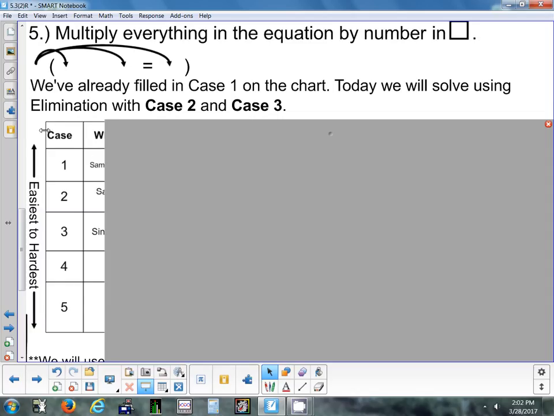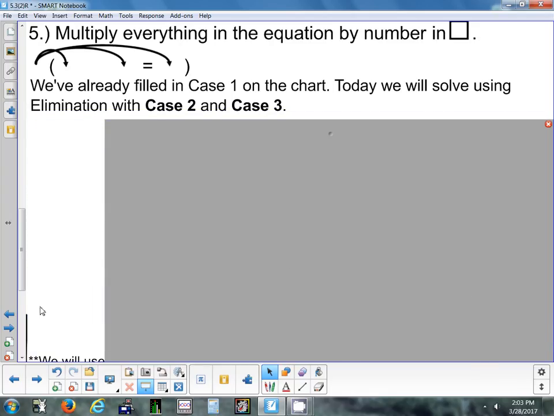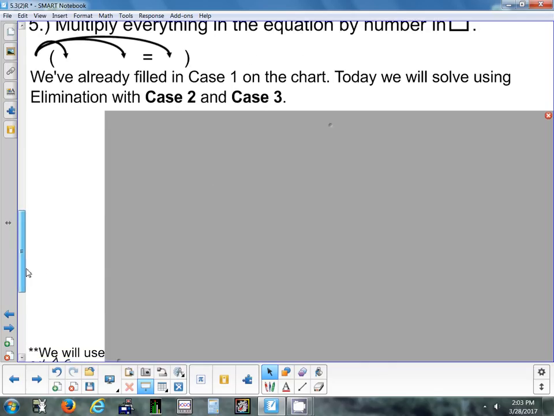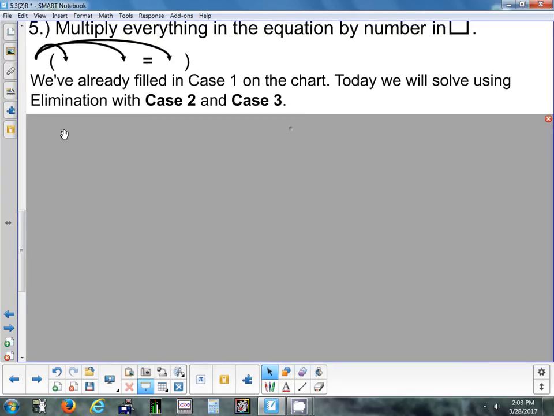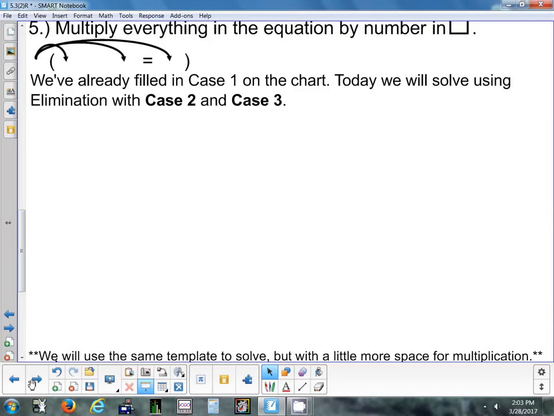On the homework for tonight, the first couple are going to talk about case 2 and case 3. There'll also be a 1 or 2 on there that deals with case 1. So when we go through these today, guys, I'm going to ask you to identify what case it is, so you get into the habit of looking at your chart to be able to decide how you're going to do it.